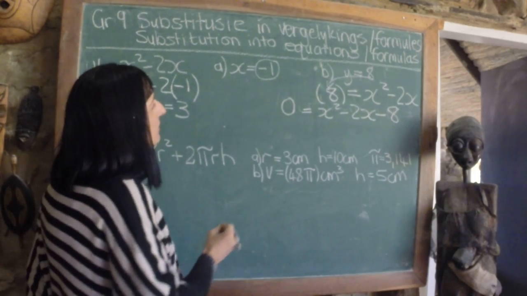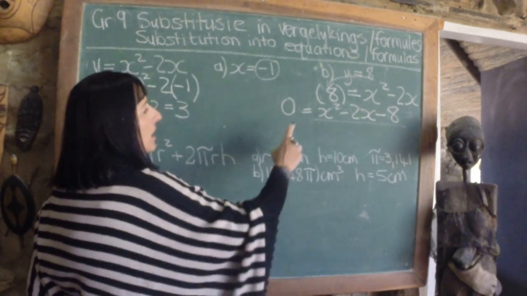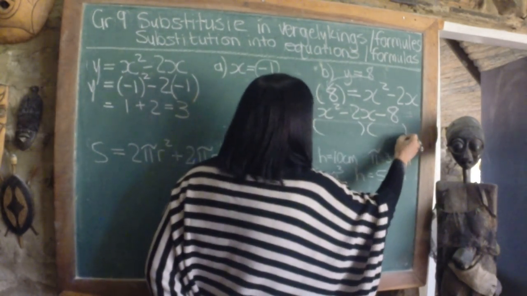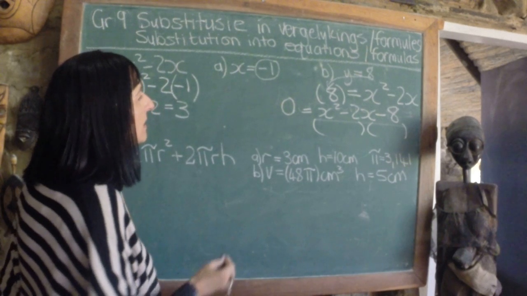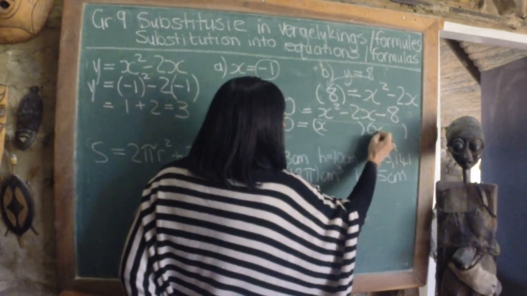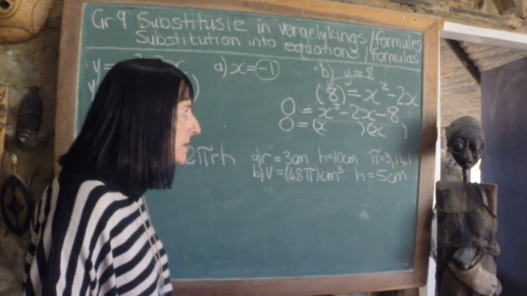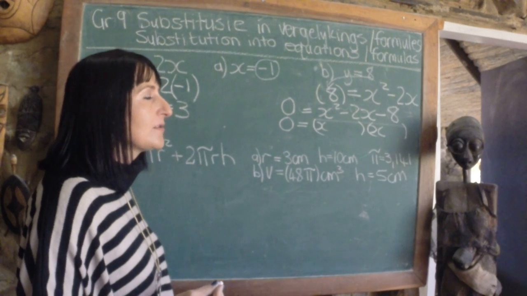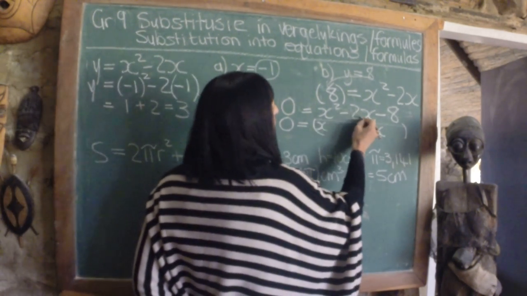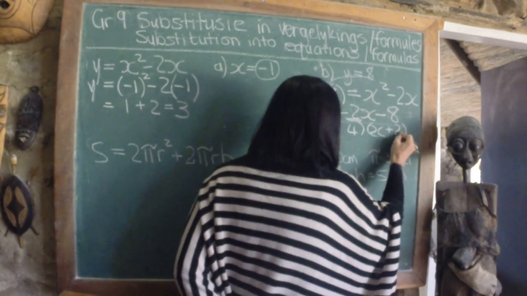Wanneer ons dit doen, then we factorize because there's an x squared. Ons kan nie 'n GGF uithaal nie, dis nie die verskil tussen twee vierkante nie, therefore it's a trinomial, dis 'n 3 term. Kom ons faktoriseer hom, ek het x maal x, en die faktore van minus 8, if I add them up, that gives me minus 2. As ek hulle bymekaar tel, wat vir my minus 2 gaan gee, is minus 4 en plus 2.